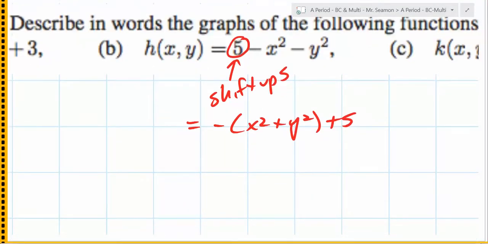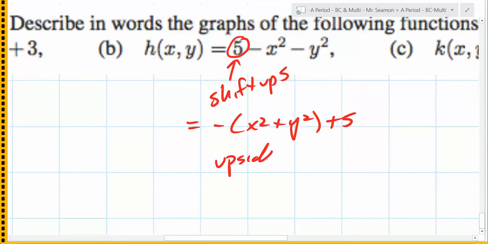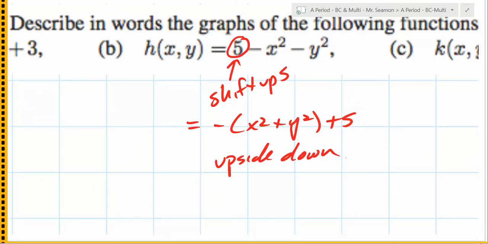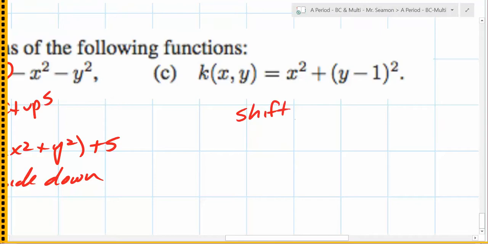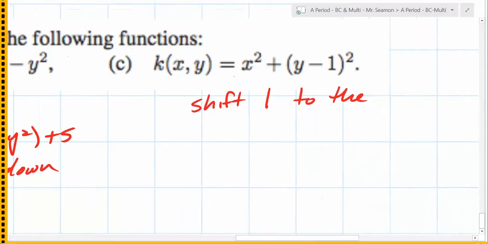That's upside down. Upside down and up 5. Sure. Then it changes more radically. We'll get to that next. So we're looking at small little incremental changes right now, okay? What about this one? What's the only thing that happened here? Shift which direction, how much? Shift 1 to the left or right? Right. To the right.